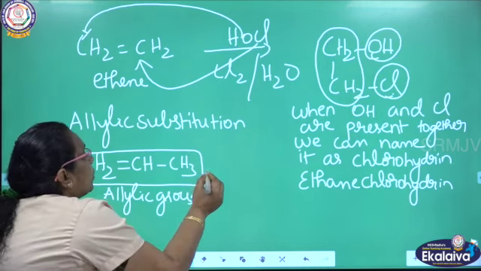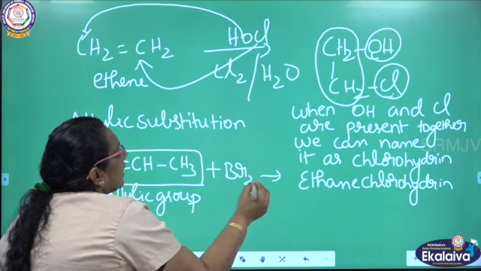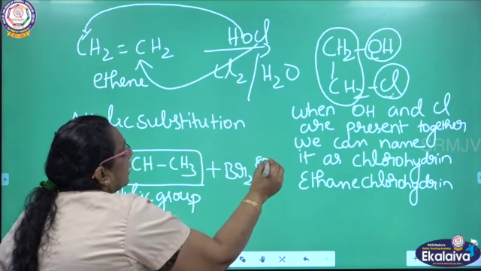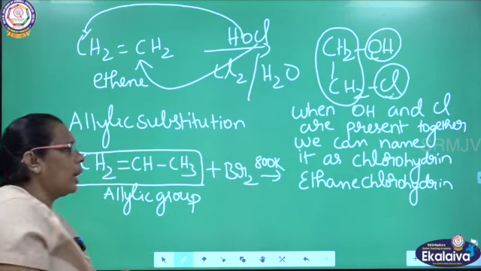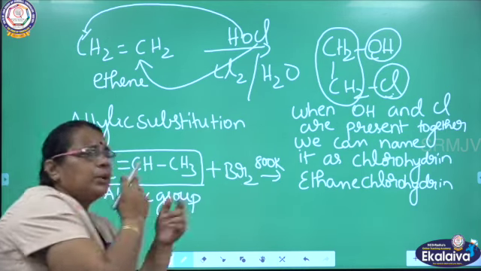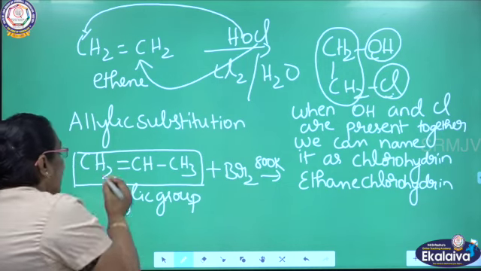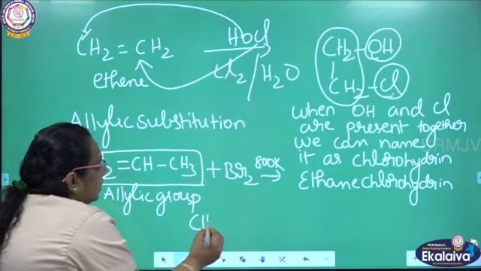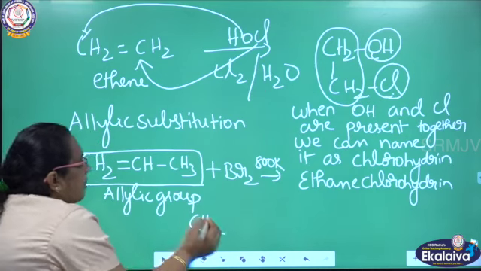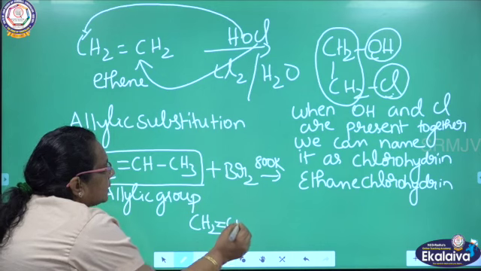How are we going to substitute? I am going to add bromine at 800 Kelvin. It is a substitution reaction. What is the product I am getting here? CH2, okay. This double bond will come as it is. This CH also will come as it is.